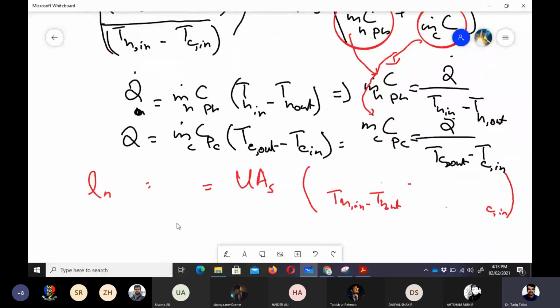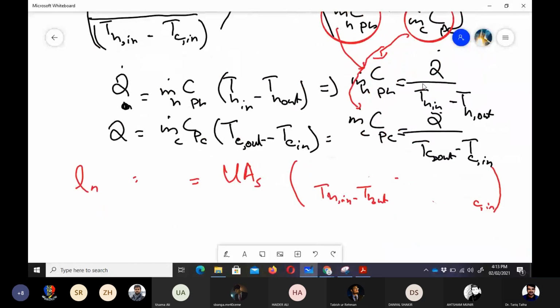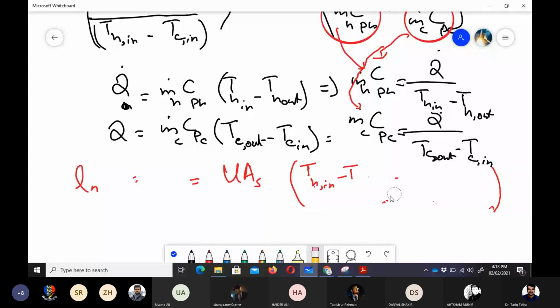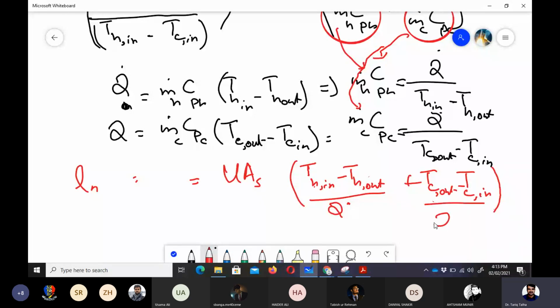I hope that you understand that because it is in the denominator, q dot would be in the denominator. So I can write it like this: T_h in minus T_h out divided by q dot, plus T_cold out minus T_cold in divided by q dot.